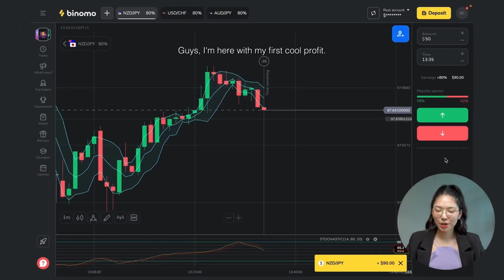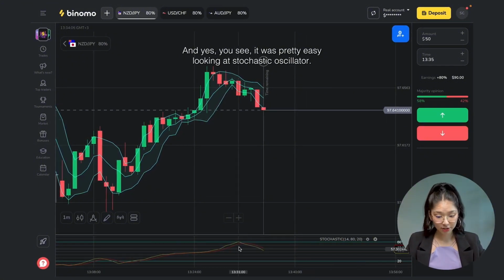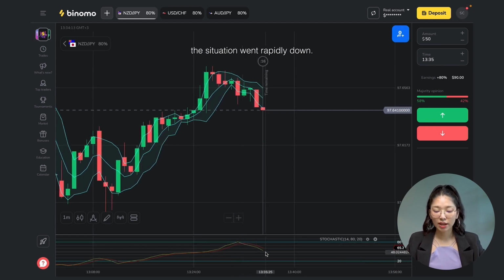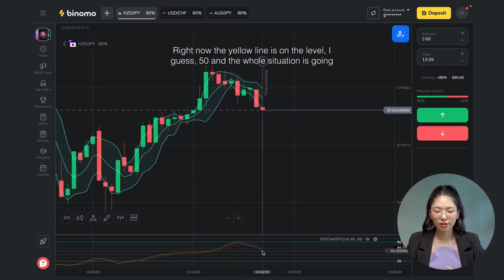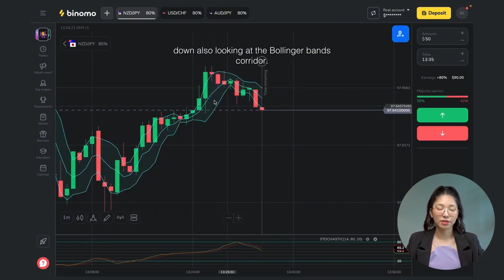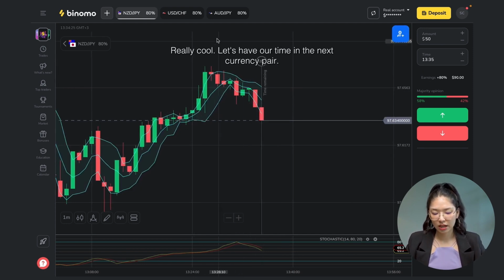So guys, I'm here with my first cool profit, and as you see, it was crazy looking at the stochastic oscillator. You saw that after this intersection between the signal line and the yellow line, the situation went rapidly down, and right now the yellow line is on the level, I guess, 50, and the whole situation is going down also looking at the Bollinger Bands corridor. So really cool. Let's have our time at the next currency pair.